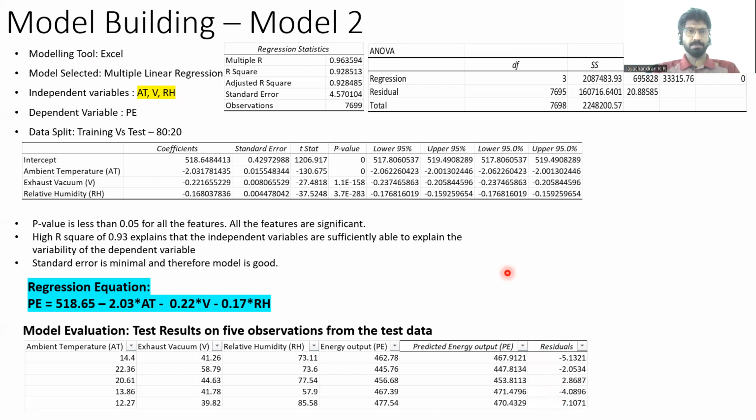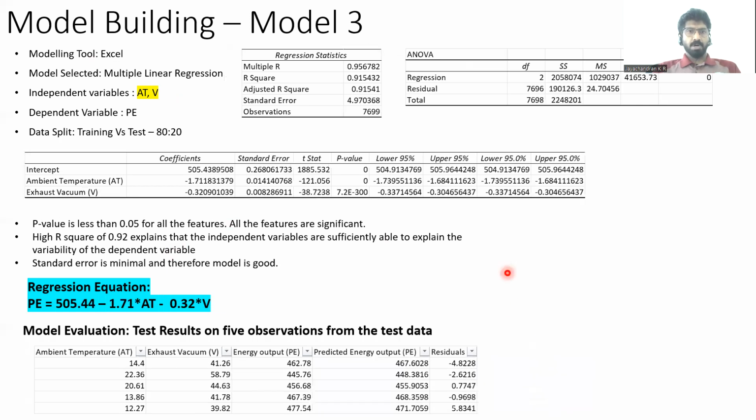Now let's look at the next model. Model 3: I have removed the relative humidity also from model 2 and constructed model 3. After doing that, the R square here is close to around 0.92. So this is also a good model. And the p-value is 0, again less than 0.05. So this is a significant model.